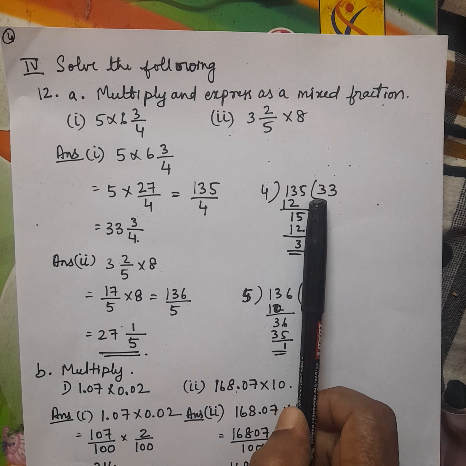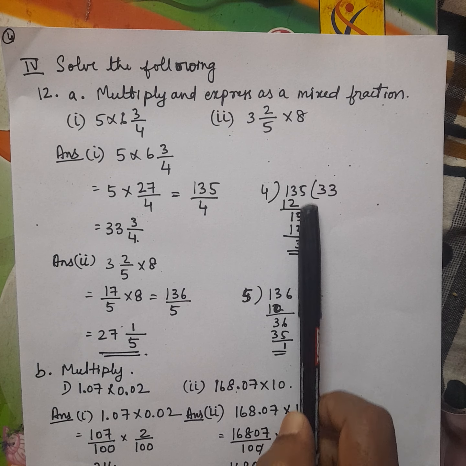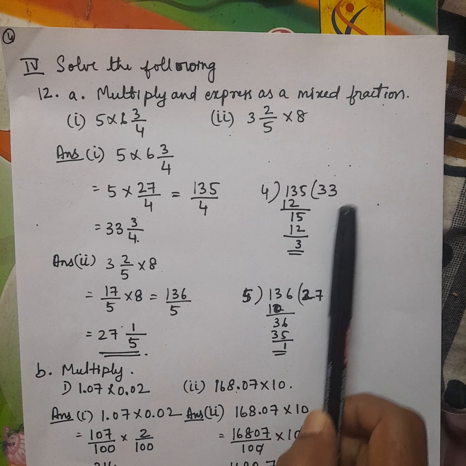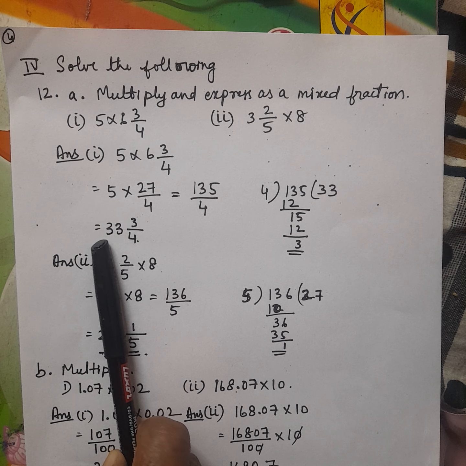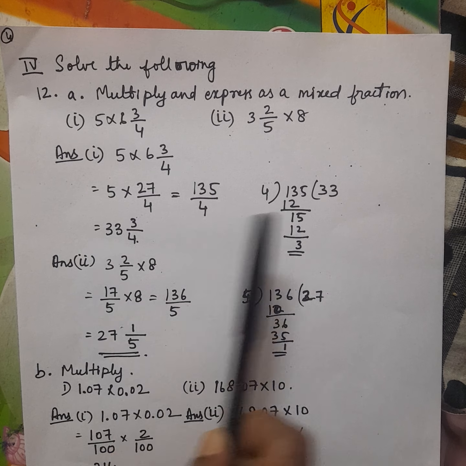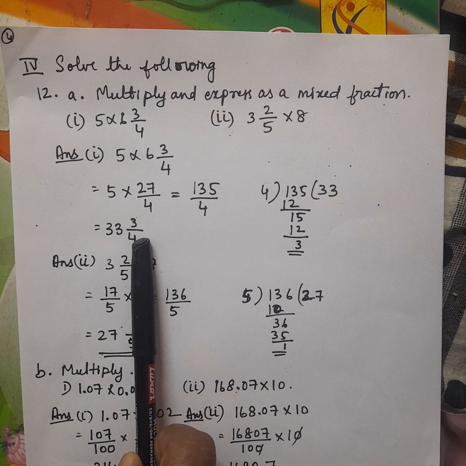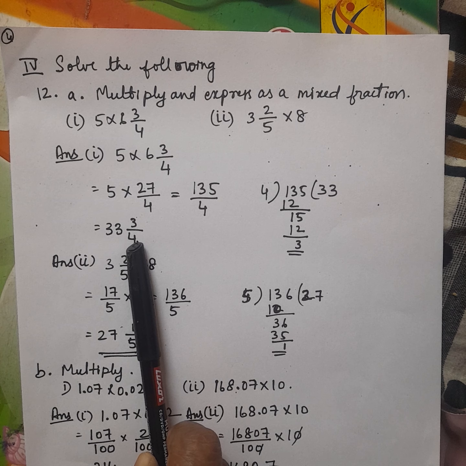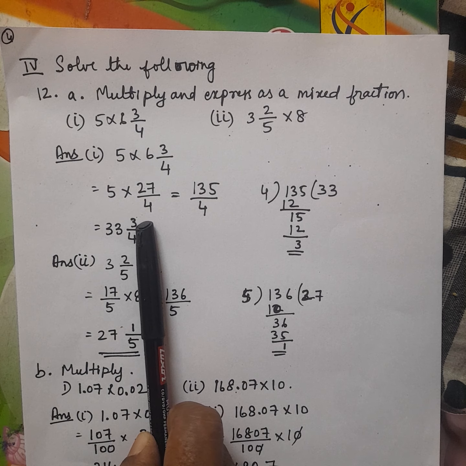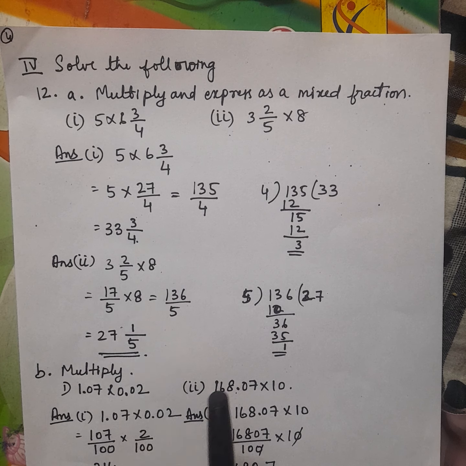Now when 135 is divided by 4, 4 3s are 12, 1 remains. Now 5 comes down, 4 3s are 12, 3 remains. Now what do we have to write first? We have to write the quotient first. 33 is the quotient, and next is the divisor. Divisor should come in the denominator and the remainder should come in the numerator. So the answer is 33 3 by 4.